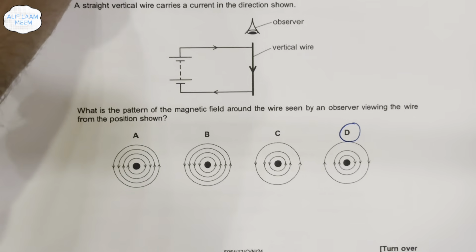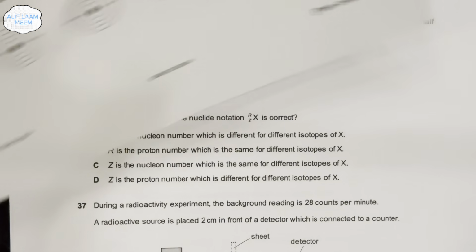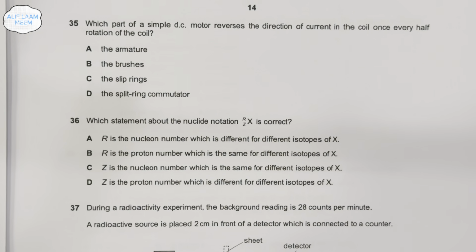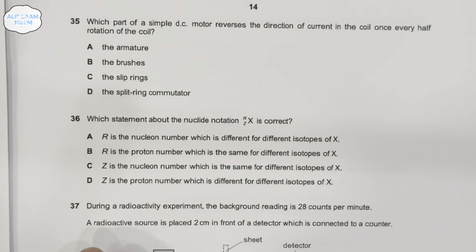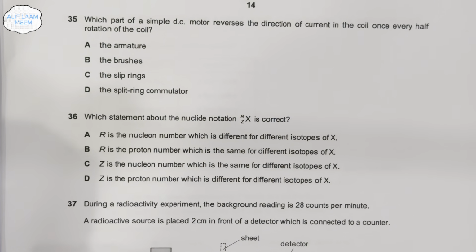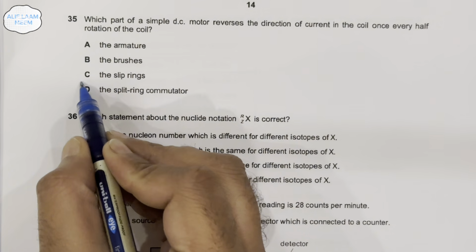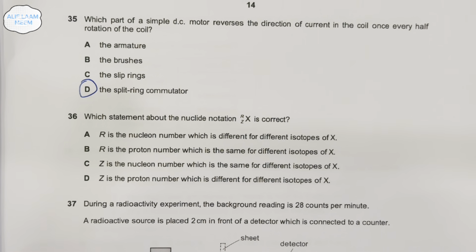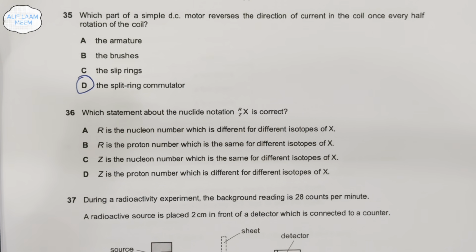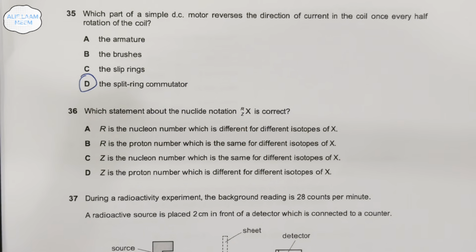Moving to question number 35. Which part of a simple DC motor reverses the direction of the current in the coil once every half rotation of the coil? The armature, the brushes, the slip rings, or the slip ring commutator. Yes, we know that the slip ring commutator is used so that it reverses the direction of the current. So option D is the right choice.